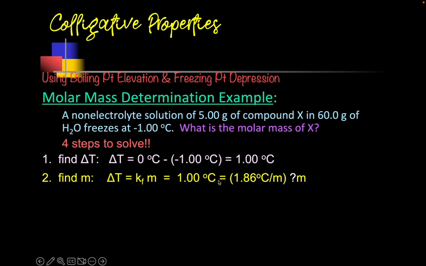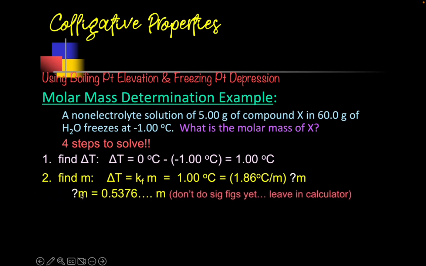But now I do a little bit of algebra. I take 1 degree Celsius divided by 1.86 degrees Celsius per molality. Degrees Celsius will cancel, and then molality will equal 0.5376, whatever. Don't do the sig figs yet. You can just leave this number in your calculator.